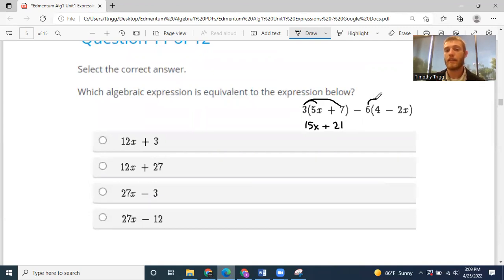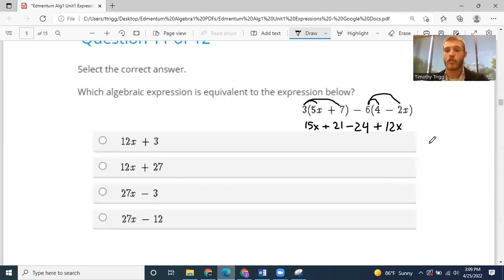Same idea here. The negative 6 multiplies with the 4 and also with this negative 2x. So negative 6 times 4 is negative 24. And negative 6 times negative 2x. A negative times a negative makes positive. And you just multiply the 6 times this coefficient, the 2.